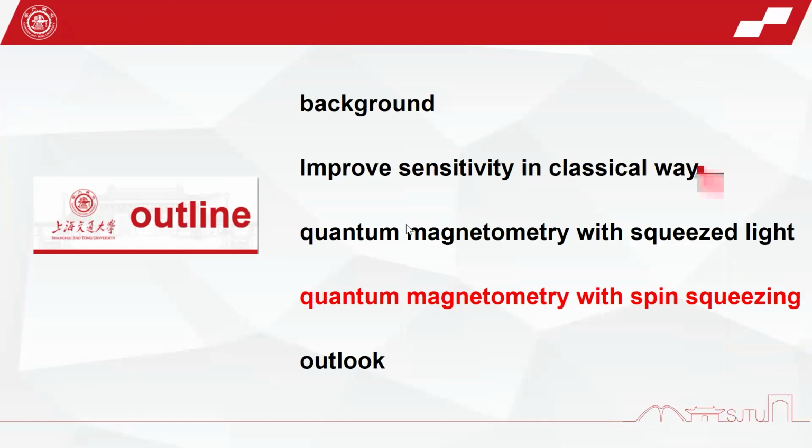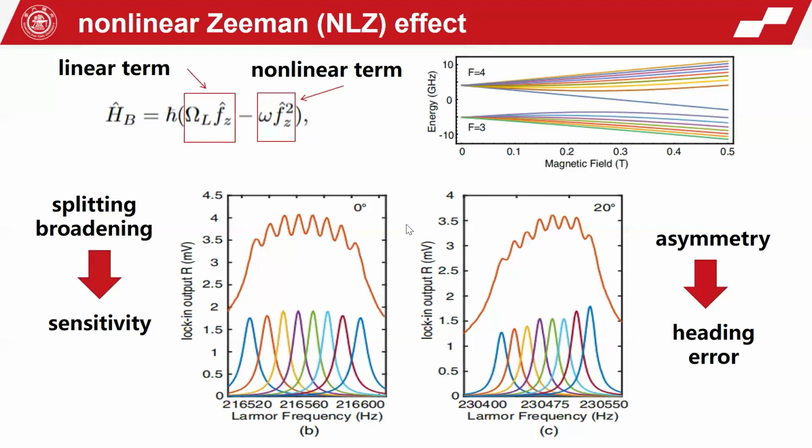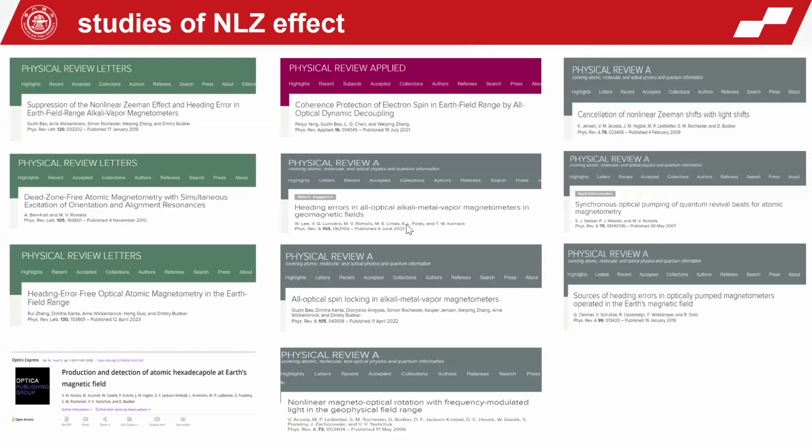So for the rest of the time I'd like to introduce our work on spin squeezing. Our talk starts from the nonlinear Zeeman effect. It's a bit surprising because usually people regard this effect as a drawback. It only induces splitting and broadening of the resonance, and this will destroy the sensitivity. And sometimes with misalignment between the field and the sensors, they will have asymmetric resonance and lead to heading error. There are a lot of works. We also did some work on suppression or cancellation of the nonlinear Zeeman effect.